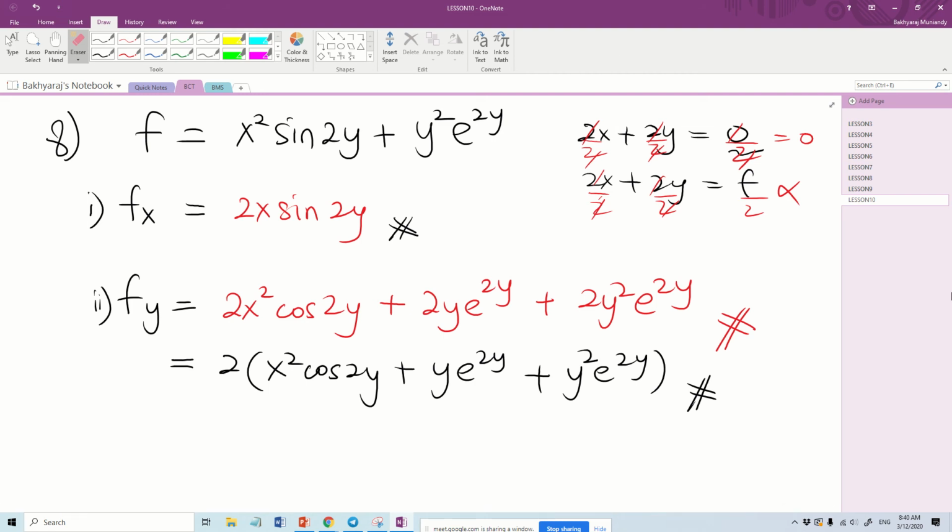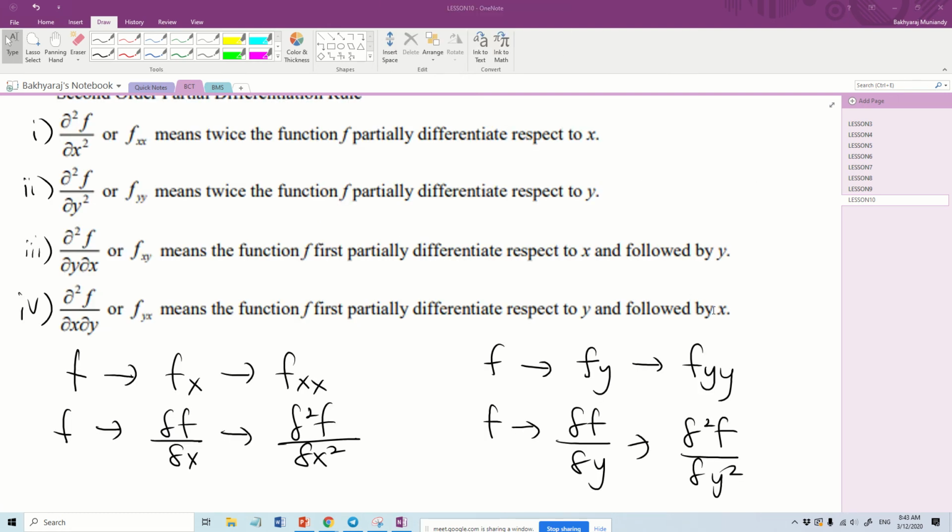Okay, now I go to number 9. I think we're finished. We have covered the first order, right? Now we go for the second order. I think this is good enough for first order. Again, number 1, number 2, you differentiate, you get this. Number 1, number 2, this is what we go for.